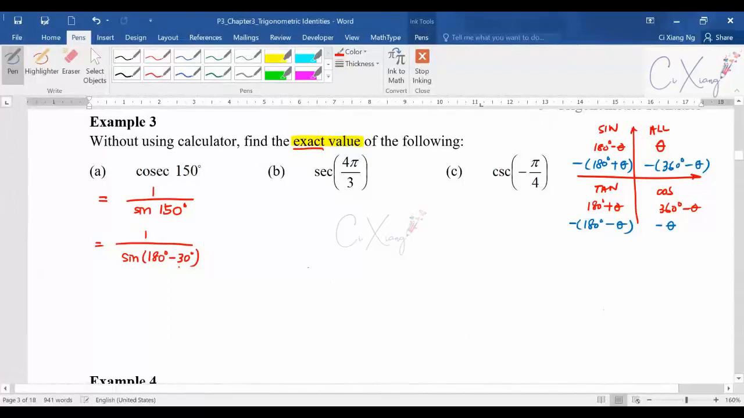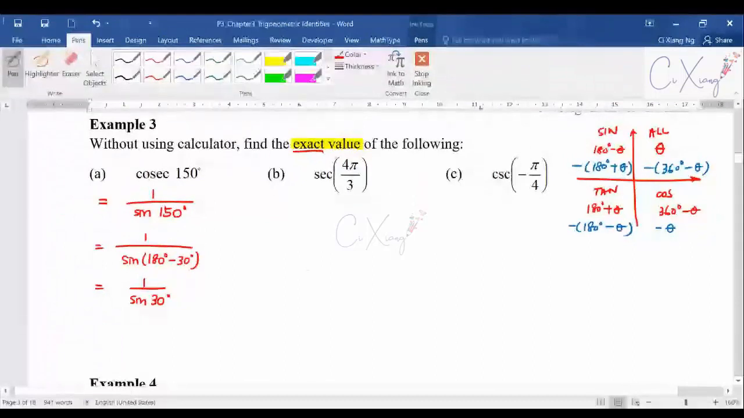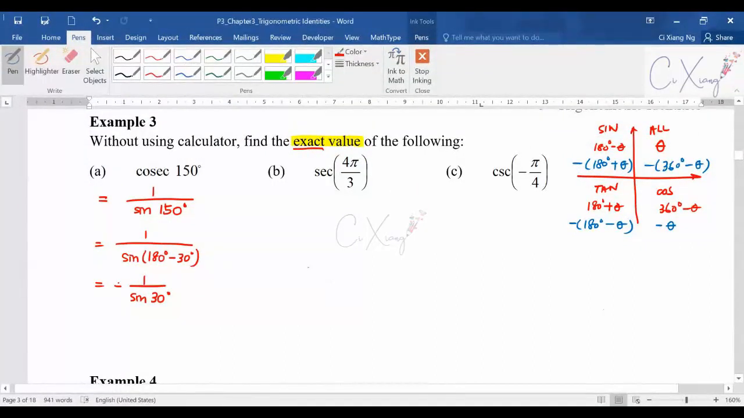So why do I need this theta? Because I actually need to find out the value for sine 30. So the basic angle: sine 150 should be equal to sine 30. Just that, before you continue, you have to decide whether it is positive or negative. So 150 is in the second quadrant, and in the second quadrant sine is positive. Therefore, this is positive.